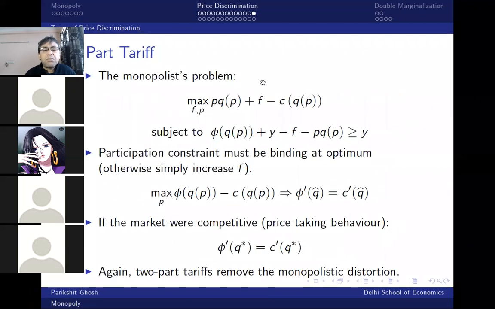So what is the monopolist's problem? The monopolist's problem is to maximize his profit from this consumer. Okay. So what is that? This is the user charges the monopolist collects given the P that he has set. This is the entry fee that he's collecting from the same person. And this is the cost function of providing that Q, which this person is going to choose. So this is the profit extracted from this consumer.